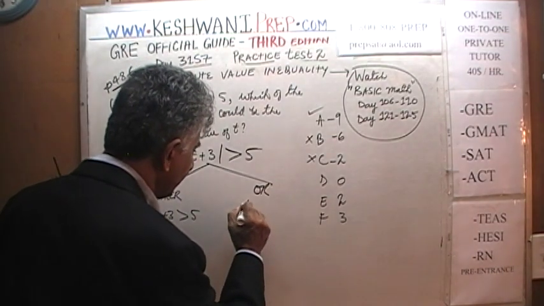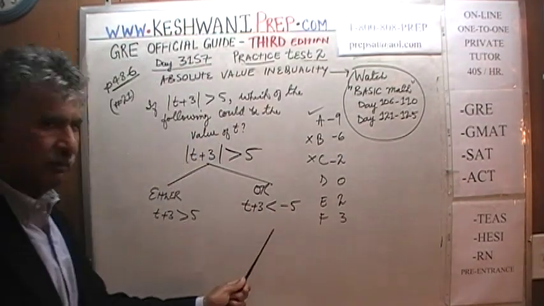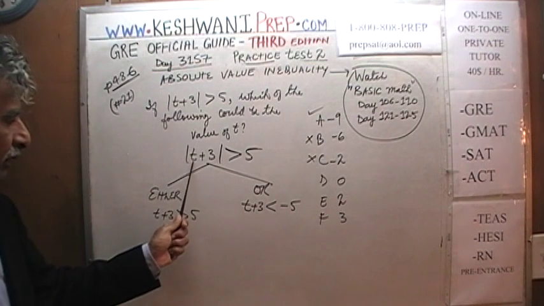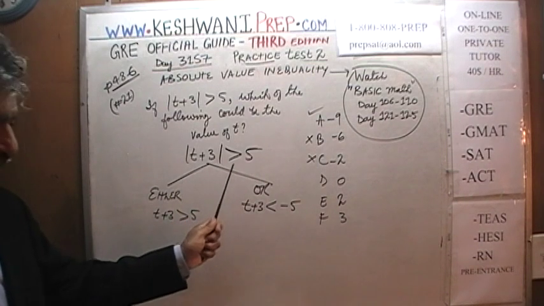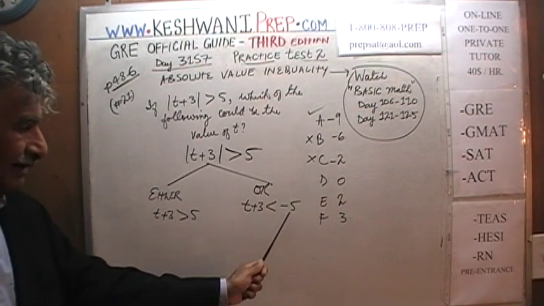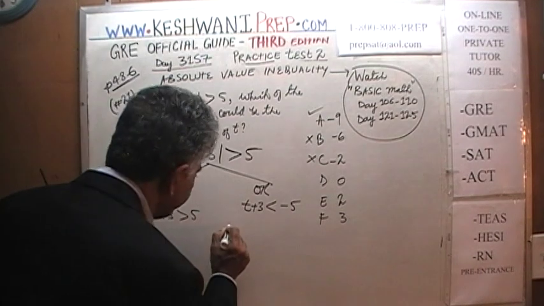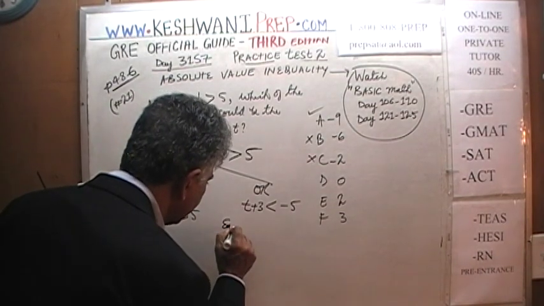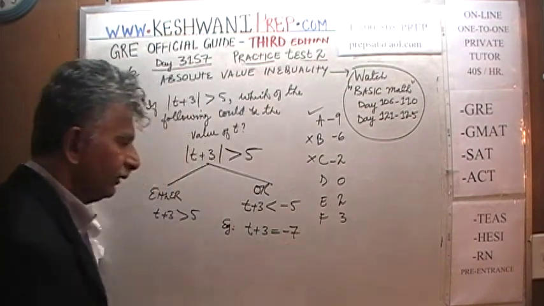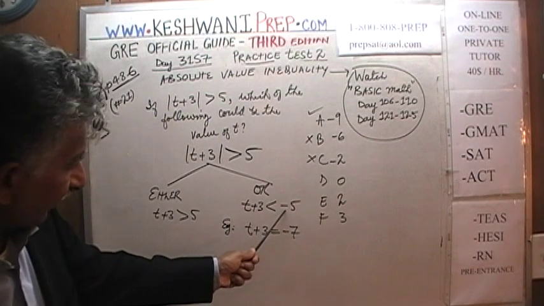Or there's another possibility. Maybe t plus 3 is less than negative 5. This is where people get confused. Let's understand this. If we are told that absolute value of t plus 3 is more than 5, then it's either t plus 3 is more than 5 or t plus 3 is less than negative 5. For example, it is possible that t plus 3 is equal to negative 7. As you can see, that's less than negative 5.